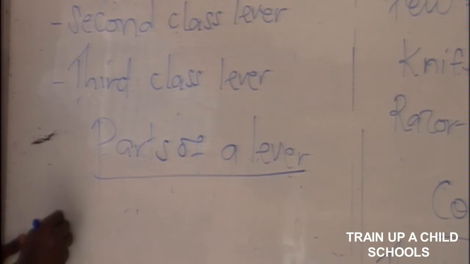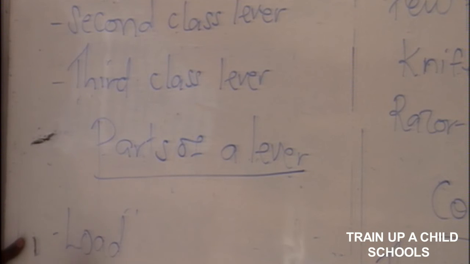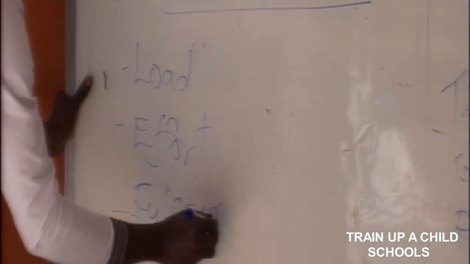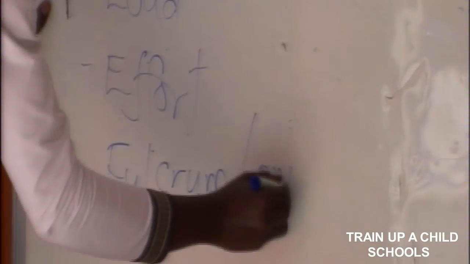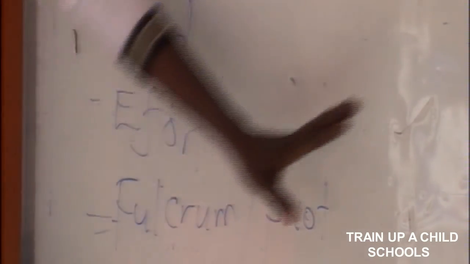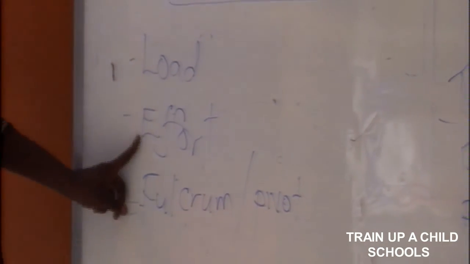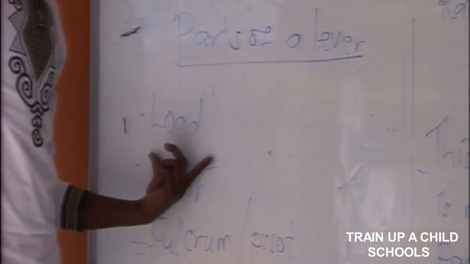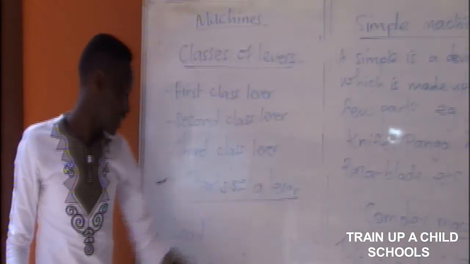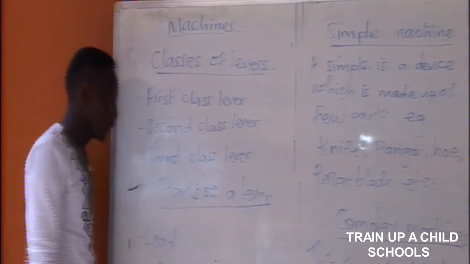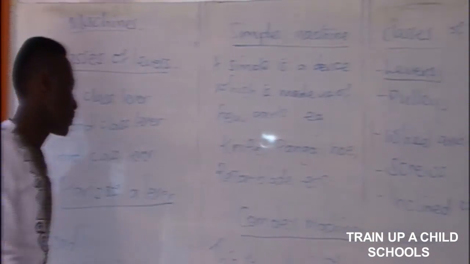We have the load. The first part is the load. The second part is the effort. And then the last one is the fulcrum, or at times we call it pivot. So I'm going to draw a diagram of a simple machine and then label all these parts, because we want to know where these parts are located on that machine.